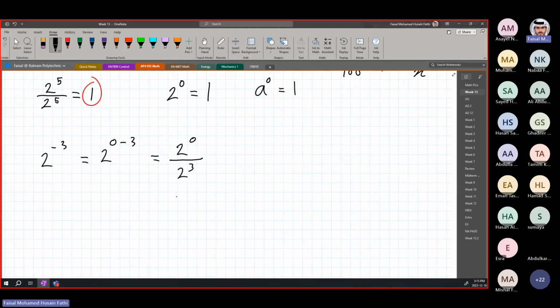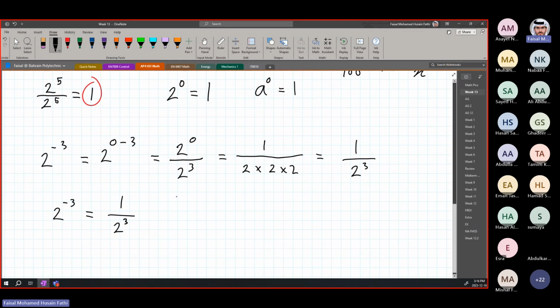Now, we know that 2 to the power of 0 is equal to 1. And we know that 2 to the power of 3 is just 2 times 2 times 2. Or we can keep it as 2 to the power of 3. In other words, this is equal to 1 over 2 to the power of 3. So 2 to the power of minus 3 is equal to 1 over 2 to the power of plus 3.